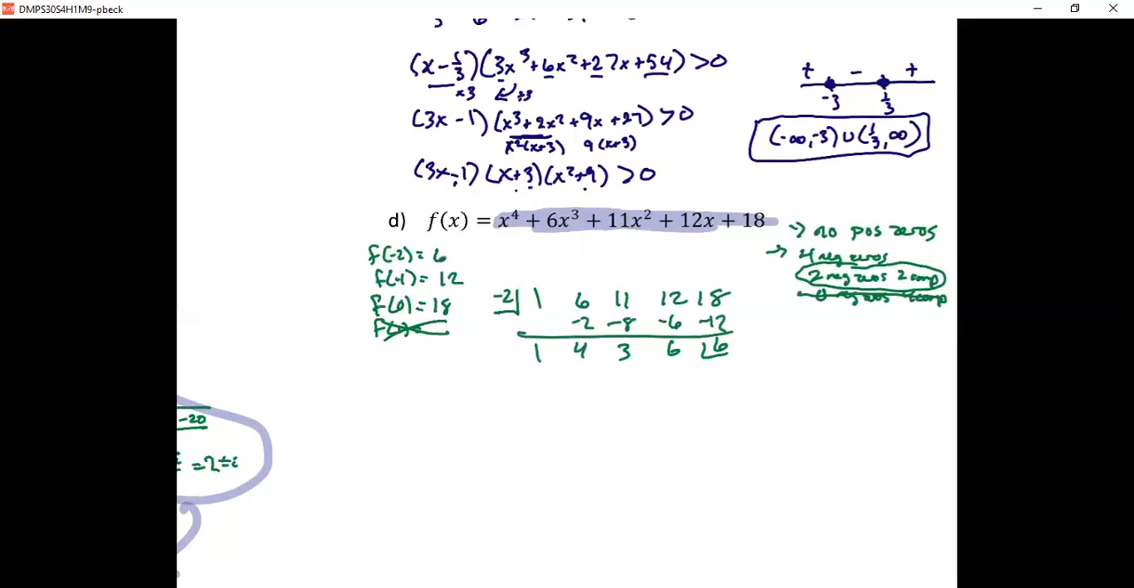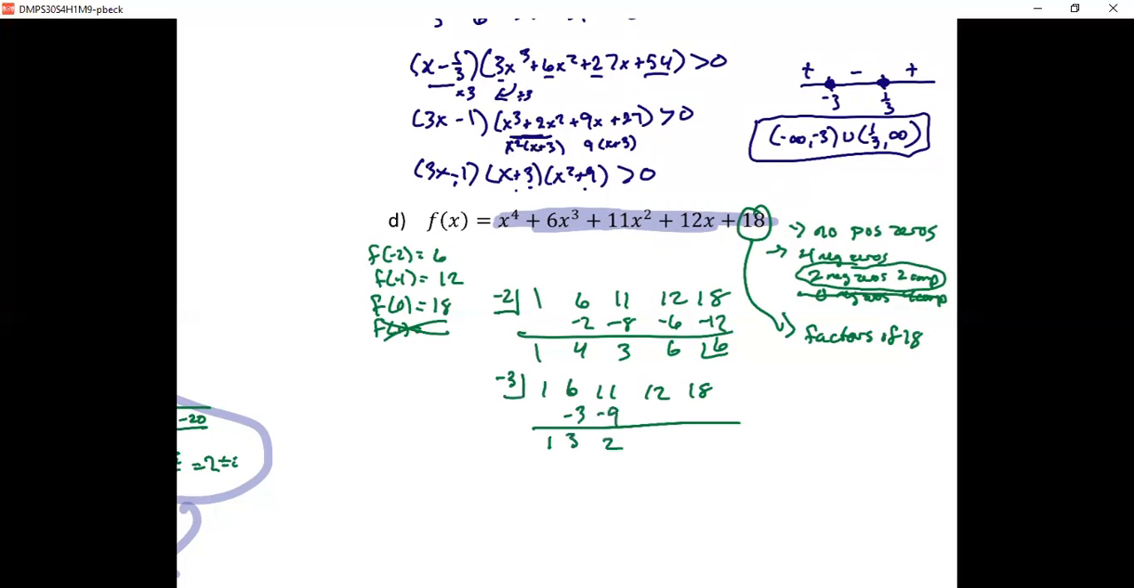If you notice, it appears that we're getting closer and closer to the x-axis. So the next natural one I should choose is probably negative 3. Now keep in mind, I do want to only choose factors of 18. And the reason why I want to choose factors of 18 is because of the rational zero theorem. So -3 is a factor of 18. So let's check that. So 1, 6, 11, 12, 18. 1 times -3, 3 times -3, 2 times -3, 6 times -3, and lo and behold, we found one.